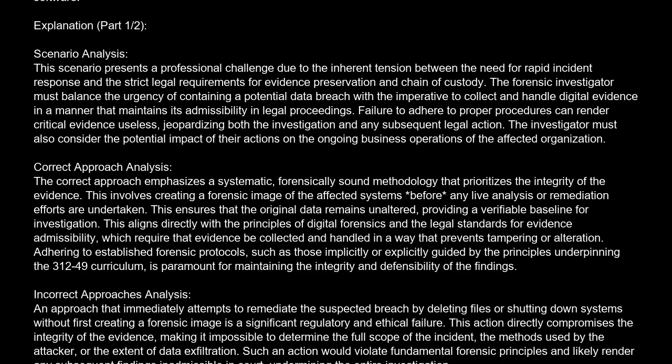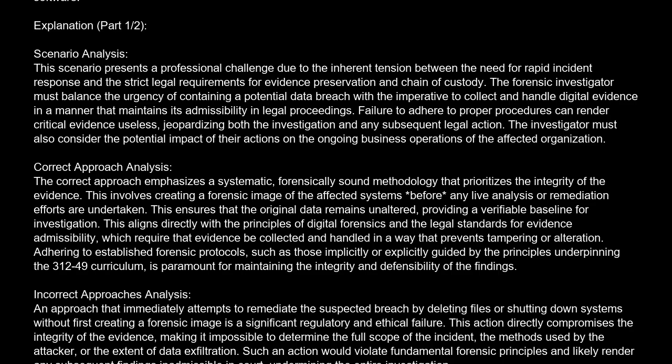Adhering to established forensic protocols, such as those implicitly or explicitly guided by the principles underpinning the 312-49 curriculum, is paramount for maintaining the integrity and defensibility of the findings. Incorrect approach analysis. An approach that immediately attempts to remediate the suspected breach by deleting files or shutting down systems without first creating a forensic image is a significant regulatory and ethical failure.